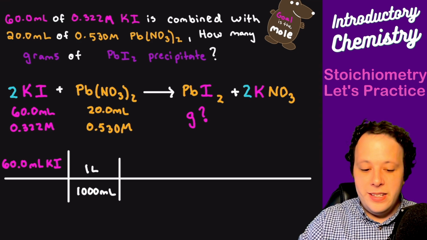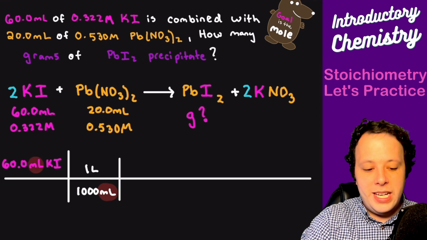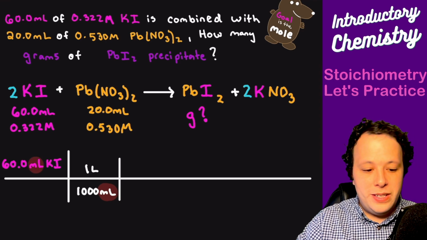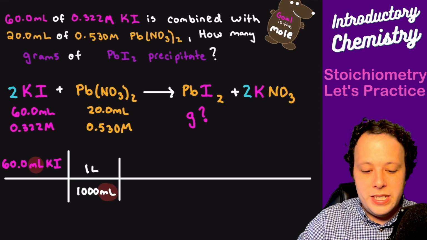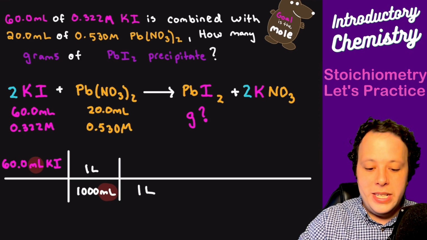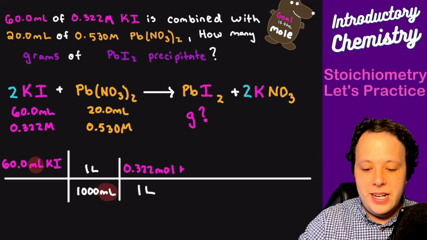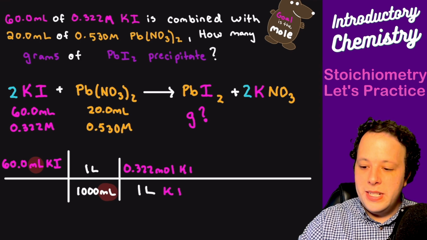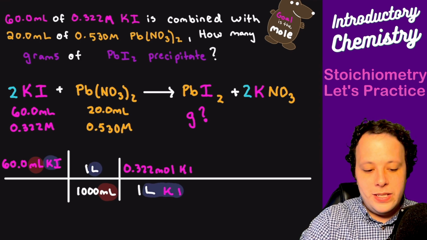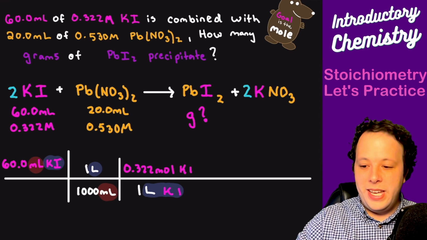So just like we did in the last problem, milliliters cancels milliliters. Now we have our molarity, which is 1 liter is equivalent to 0.322 moles of KI. Okay. So when we look at this, we can see, all right, what's canceling out here? Liters of KI cancels. And now we have moles of KI.